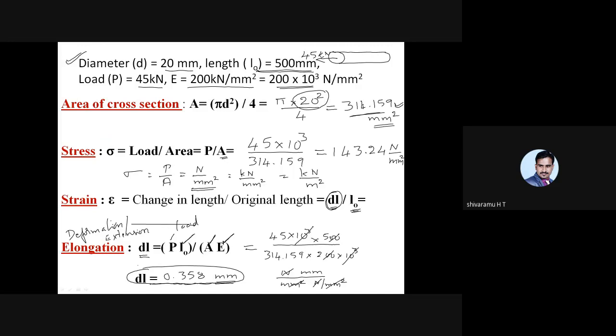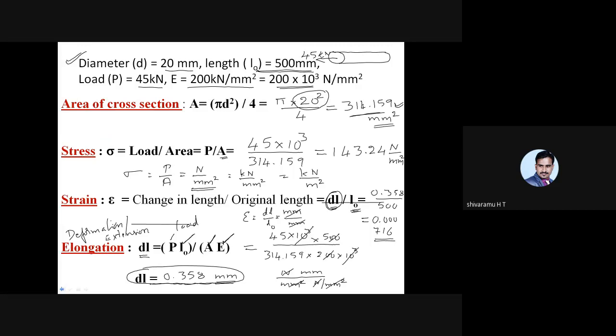Now we can compute the strain. Strain is change in length by original length, that means dl by l naught. The dl we got is 0.358 over the original length, which is 500 millimeters. So deformation divided by original length is the strain, and the strain value will be 0.000716. For strain there is no unit, because strain is change in length by original length. Change in length is in millimeter and original length is also millimeter, so the millimeter will get cancelled. So strain doesn't have any units.